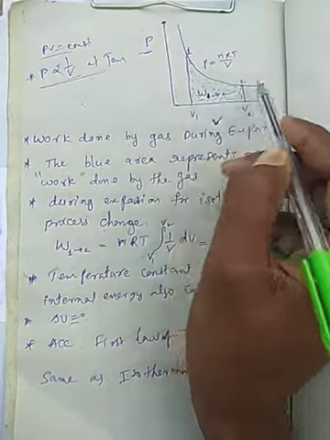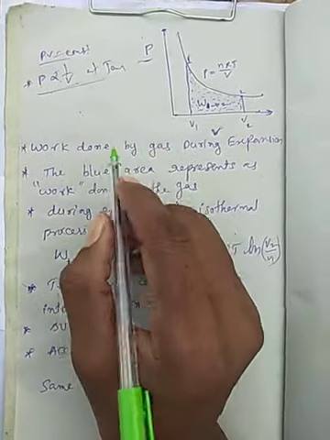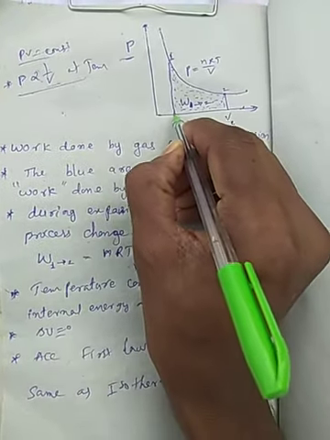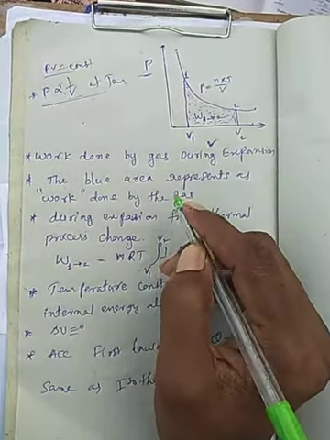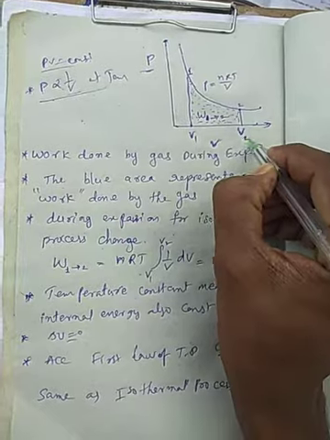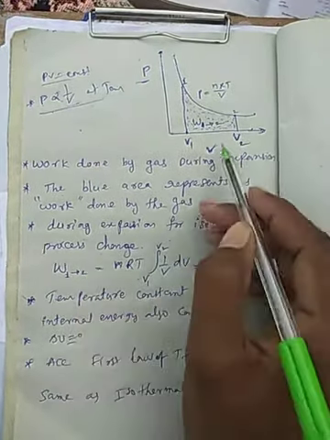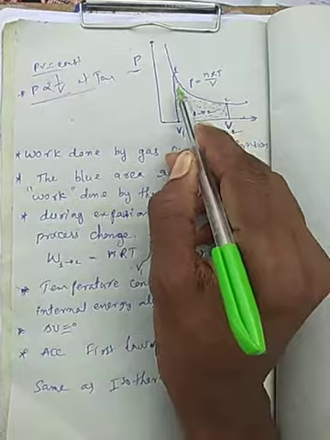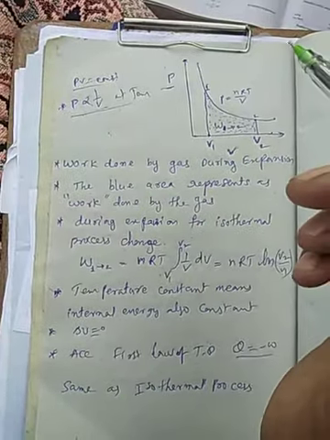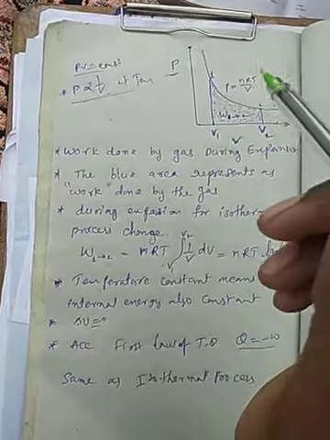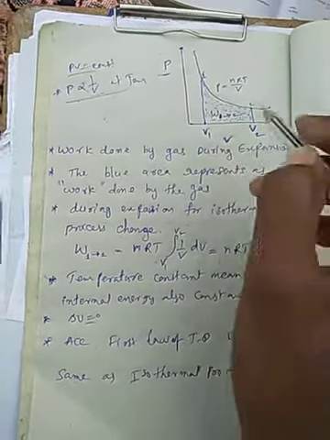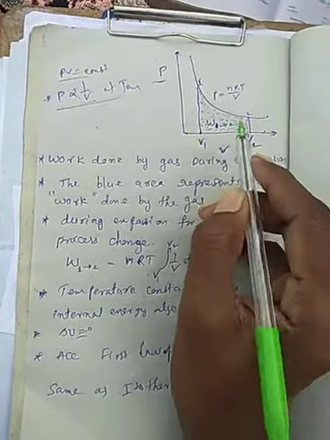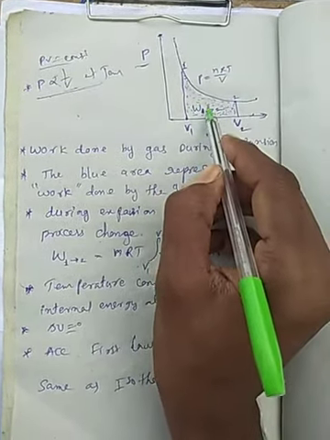Now the graph will become like this. I have taken two volumes. Initially the volume is here, this is V1. After expanding, the volume increases to V2. Near this area, the system does some work, work done by the system. This area is the W.